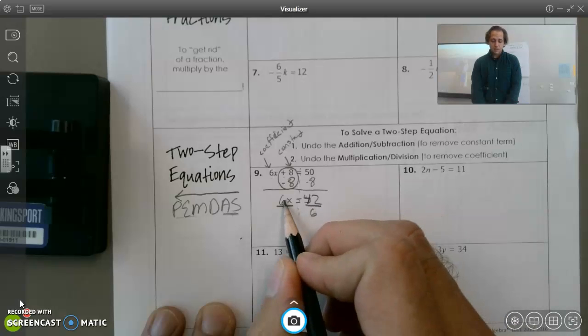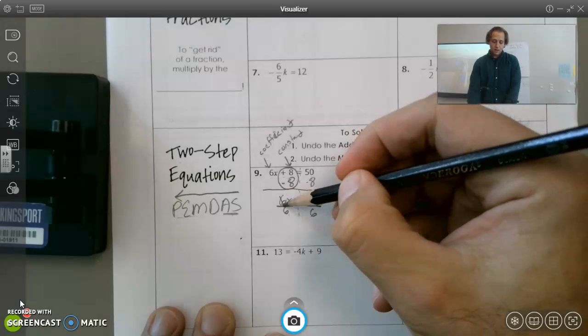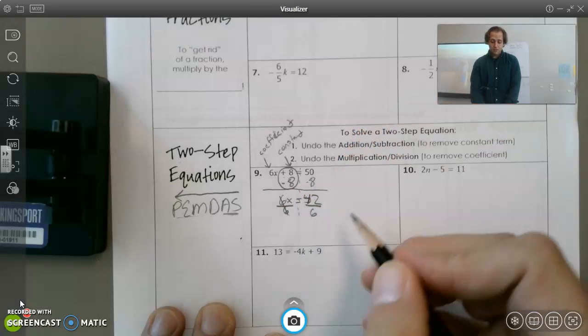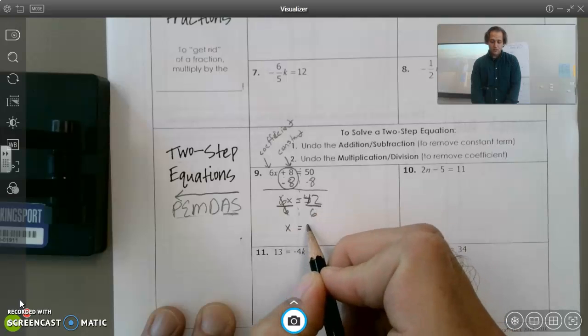And you can clearly see that if I have 6 times x and I divide by 6, these create a factor of 1, which means I would have 1x. And that's going to be equal to 7.